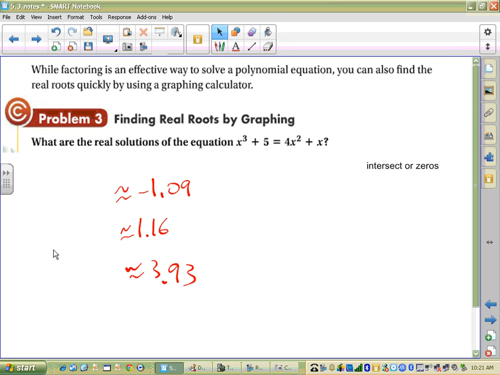There's some weird polynomials like that that aren't going to have any rational zeros. That happens from time to time, and you are going to have to use calculators to find some of them. Okay? So that's it.